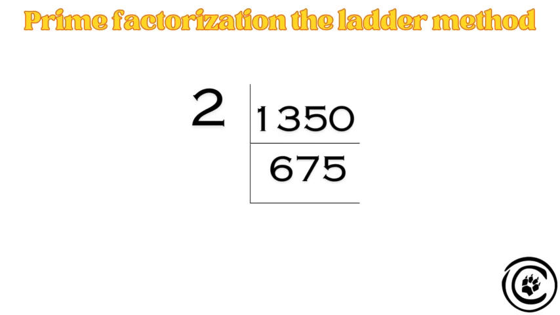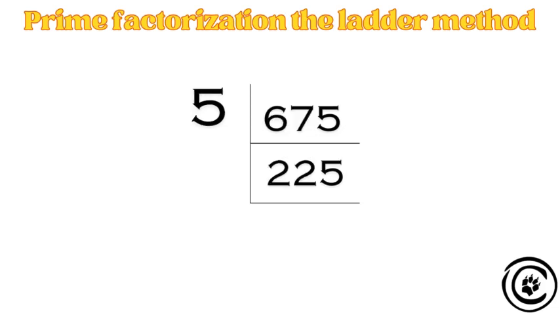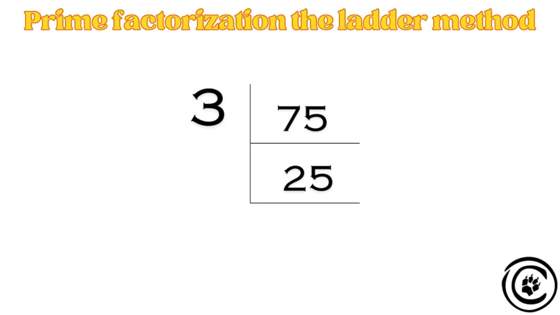1,350 divided by its smallest prime factor, which is 2, gives us 675. 675 divided by its smallest prime factor, which is 5, gives us 225. 225 divided by the smallest prime factor, which is 5, gives us 75. 75 divided by its smallest prime factor, which is 3, gives us 25.